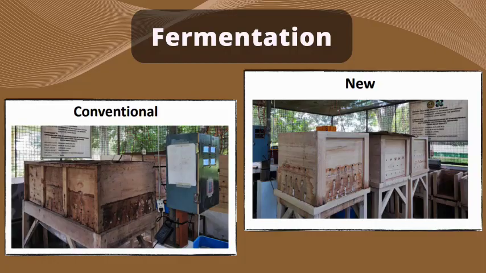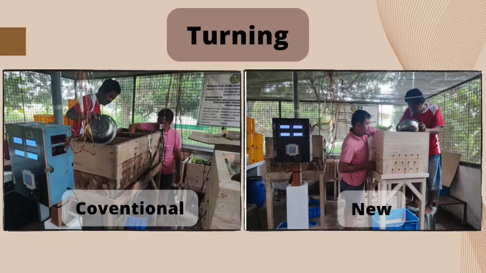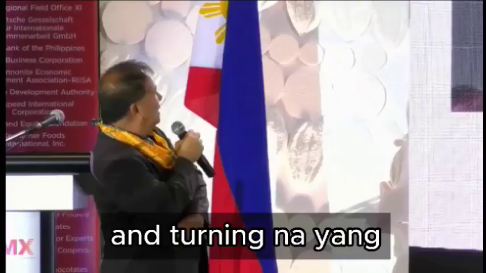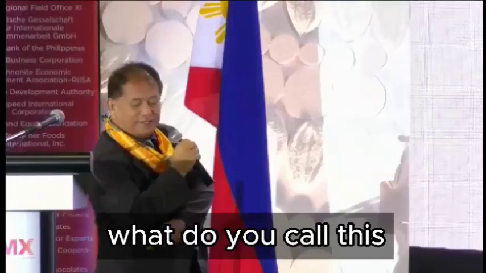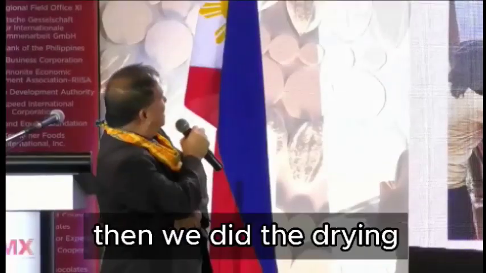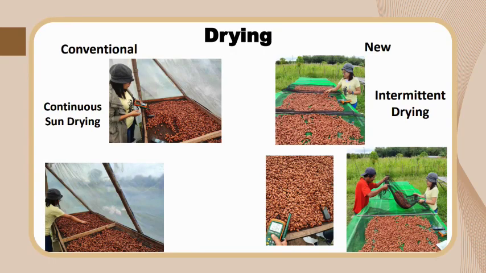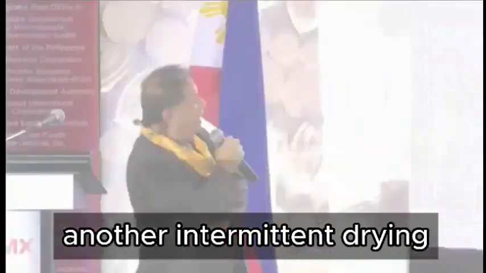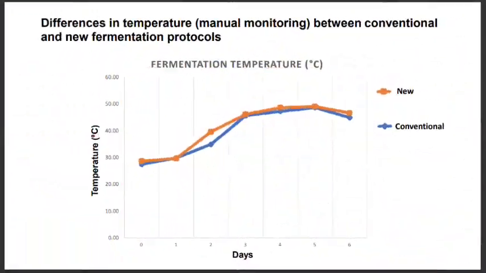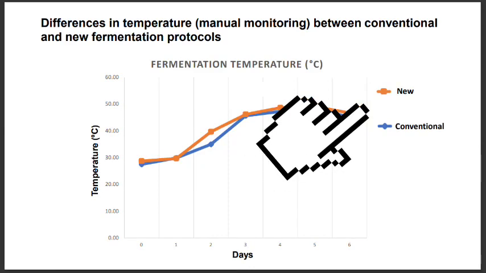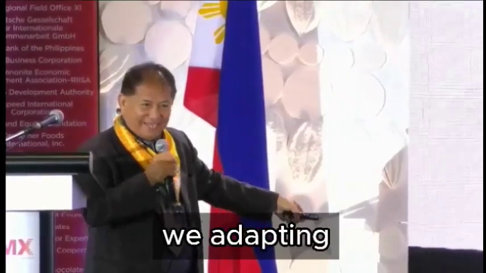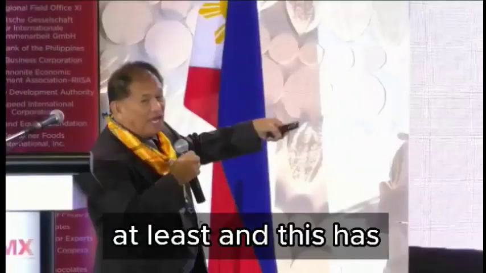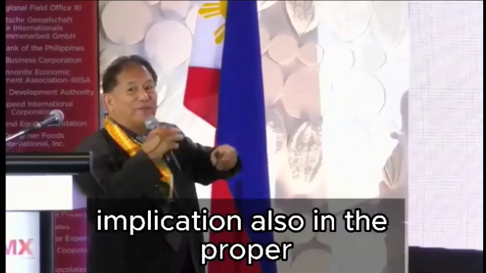We did the fermentation, conventional versus the new. Yan, yung turning na yan between the two. So we did the bean cut test so that we can monitor the fermentation. Then we did the drying, conventional, the continuous drying, and the intermittent drying. Here are the results. You can notice here that the new technology or new approach has higher temperature compared with the one that we're adapting, by 1 degree at least. And this has an implication also in the proper fermentation.